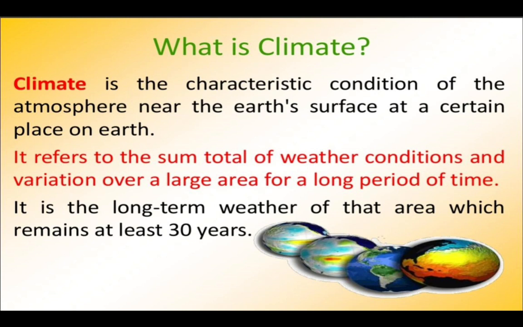It is a long term weather of that area which remains at least 30 years, or it can be more than that or less than that also. Means the expected duration will be 30 years.